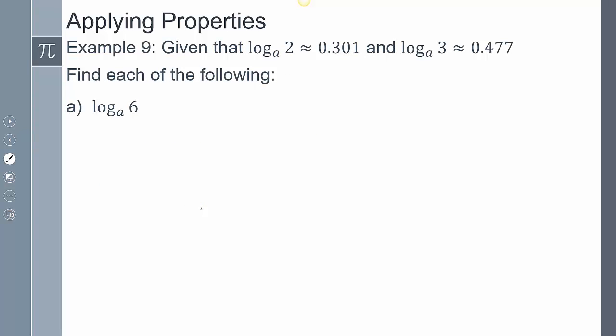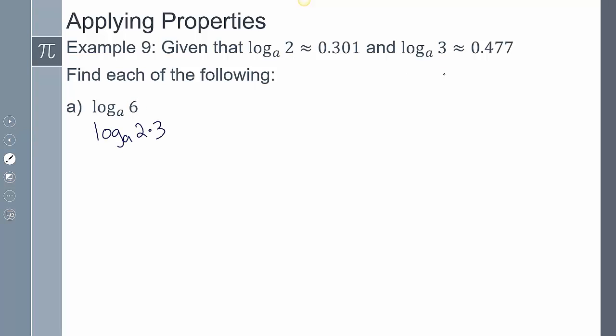Now we're going to be applying our properties, but we're going to be doing it in a different way here. It's going to be giving us some values, like log base a of 2 is 0.301, and log base a of 3 is 0.477. And so it's going to give us some log, like log base a of 6, and what it wants us to do is find the approximate value based upon these givens. So I have to creatively try and manipulate this 6 into where I can get a 2 or a 3.